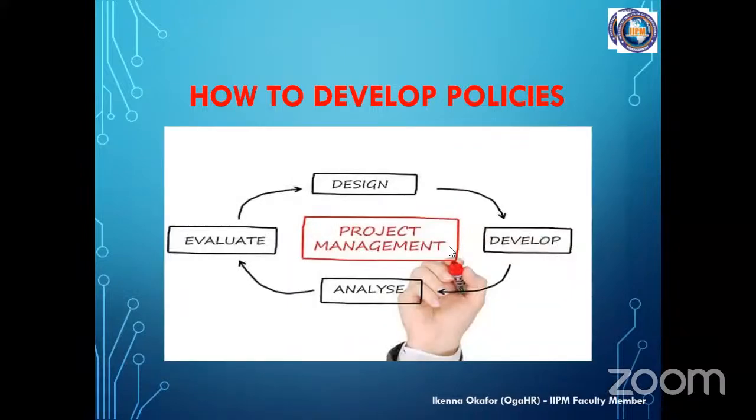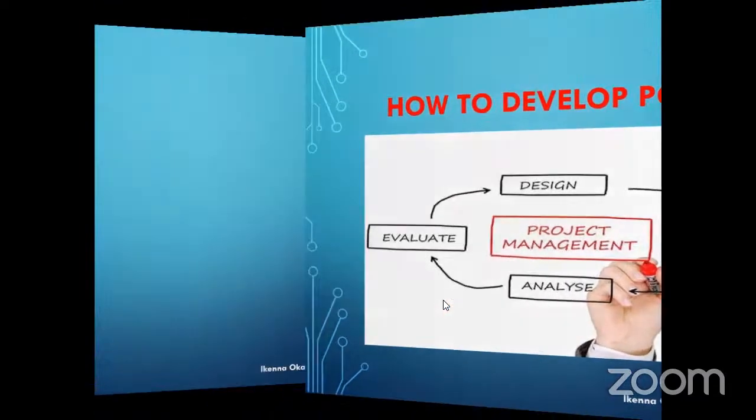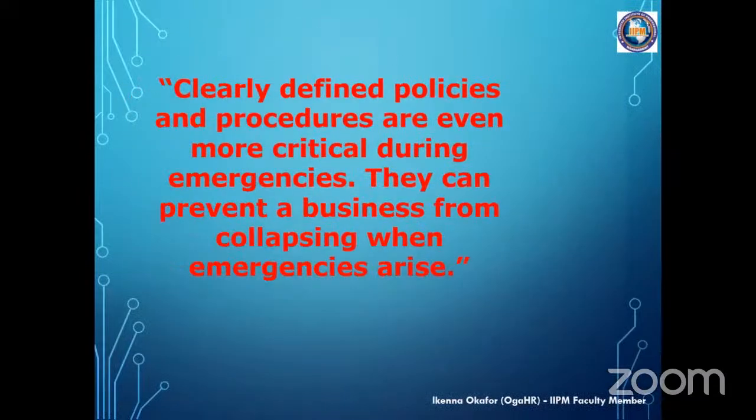So, how do we develop policy? We design, develop, analyze, evaluate. And when you look at it, it's a circle. It means it's continuous. It doesn't end. You keep evaluating based on need. For instance, if your policy before said that meetings must be held every Tuesday at the office, with the event of COVID, we can now hold our meetings both online and offline, for those who can make it to the office and those who cannot. So you keep improving and making it better till you achieve what you want.